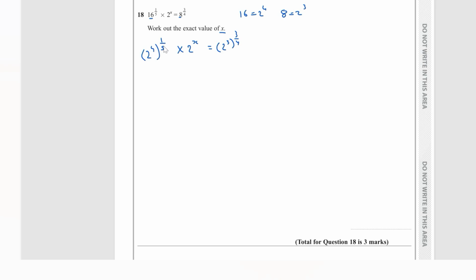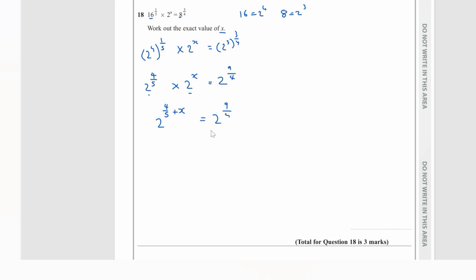Now when raising one power to another, we multiply together, so this will give us 2 to the power of 4 over 5 multiplied by 2 to the power of x. And again, we're raising one power to another, so we just multiply across. So this will give us 2 to the power of 9 over 4. So here we have two base numbers which are the same, so we add the powers. So this will give us 2 to the power of 4 over 5 plus x, which equals 2 to the power of 9 over 4.